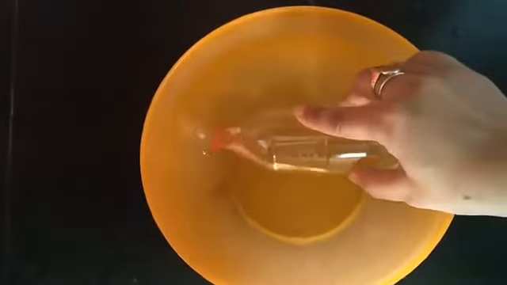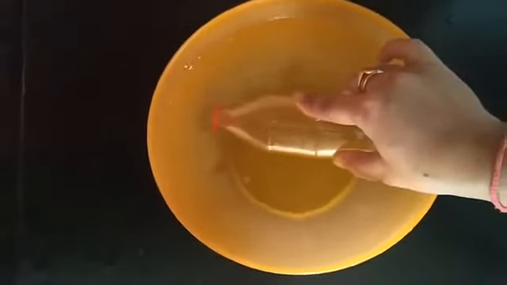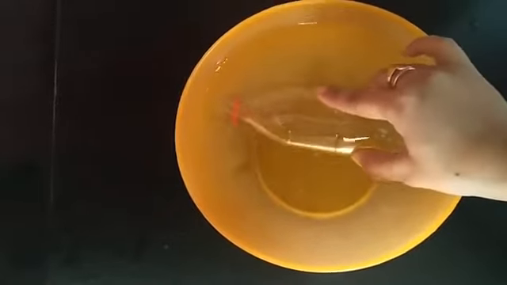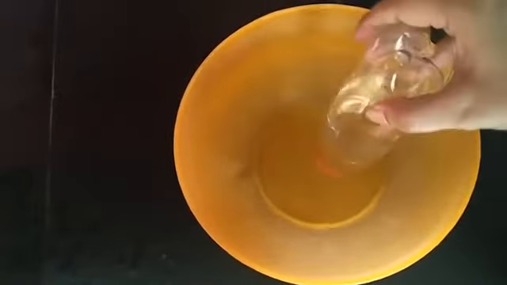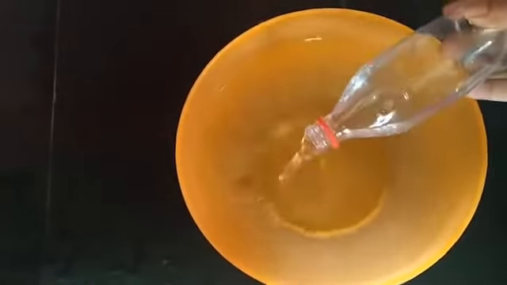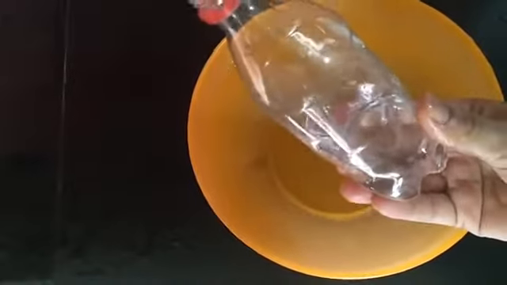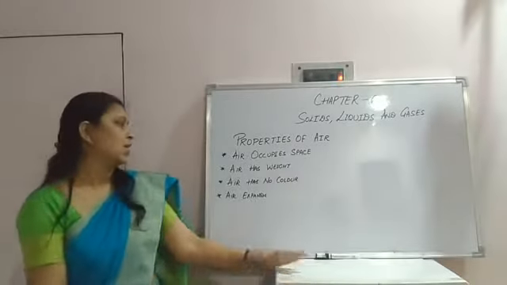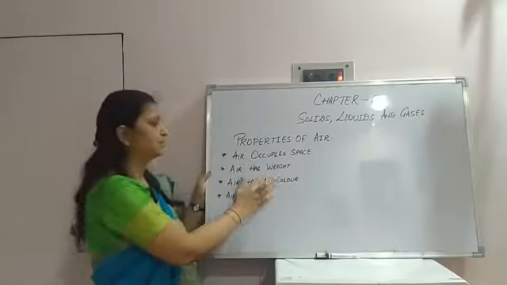Now incline the bottle slightly. You will observe bubbles coming out of the bottle, which are reaching the surface. Water can be filled only when the air inside the glass or bottle comes out. It proves that air occupies space. In the experiment, you've seen that air occupies space. Now, the second property is air has weight.